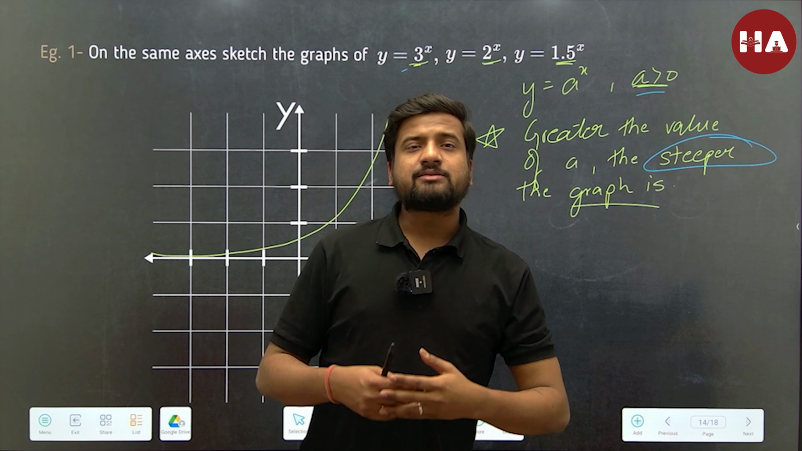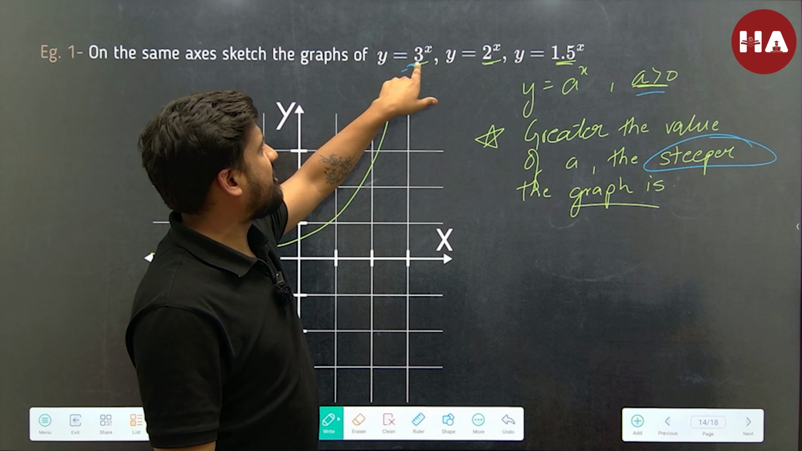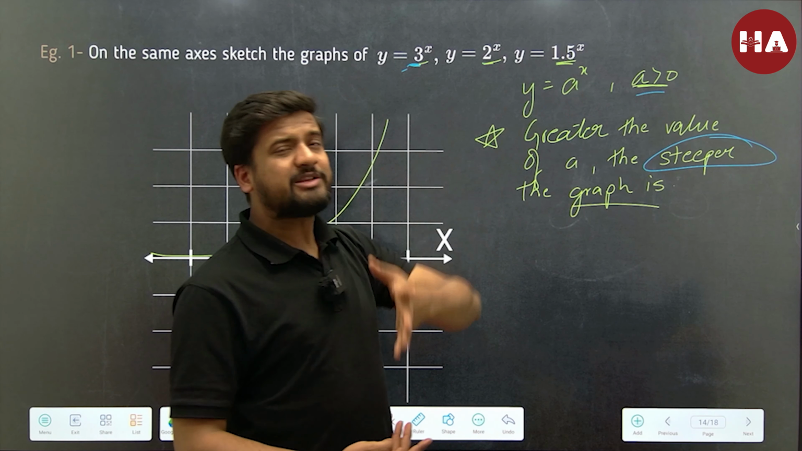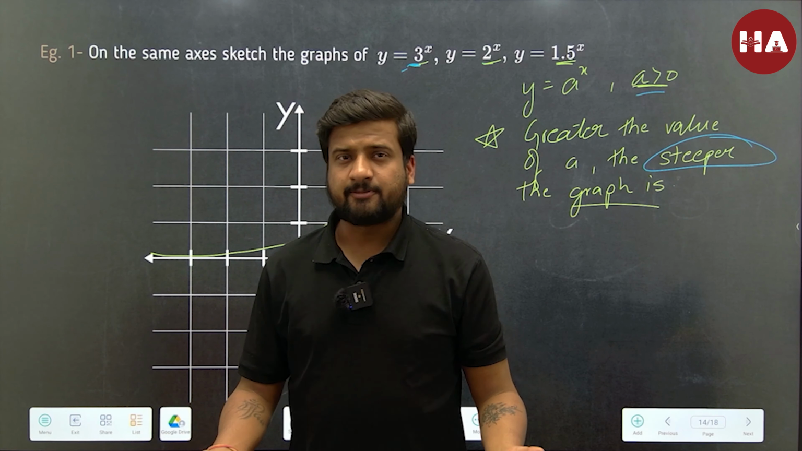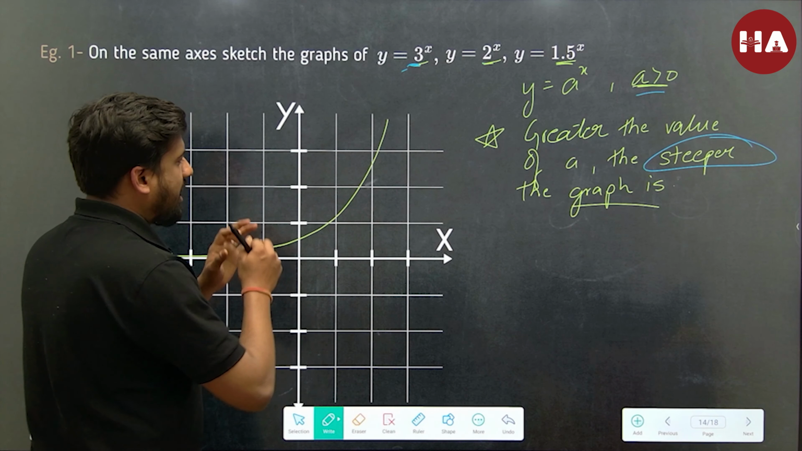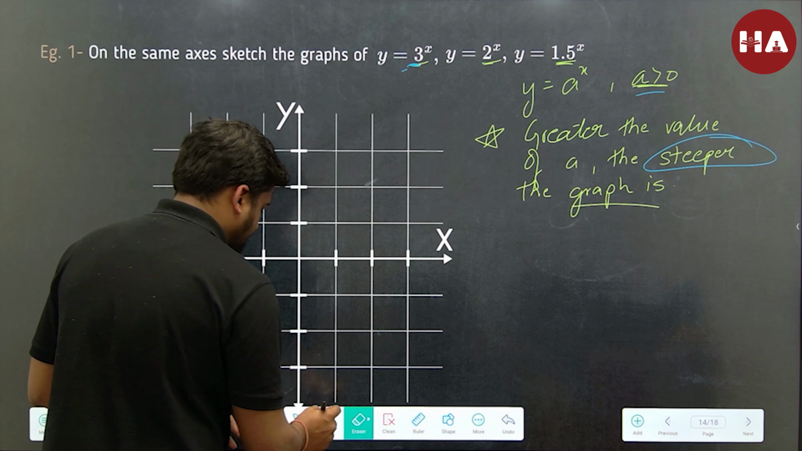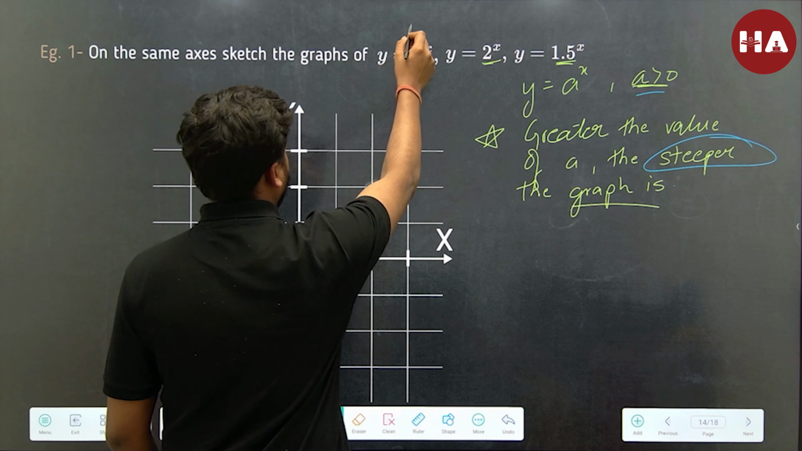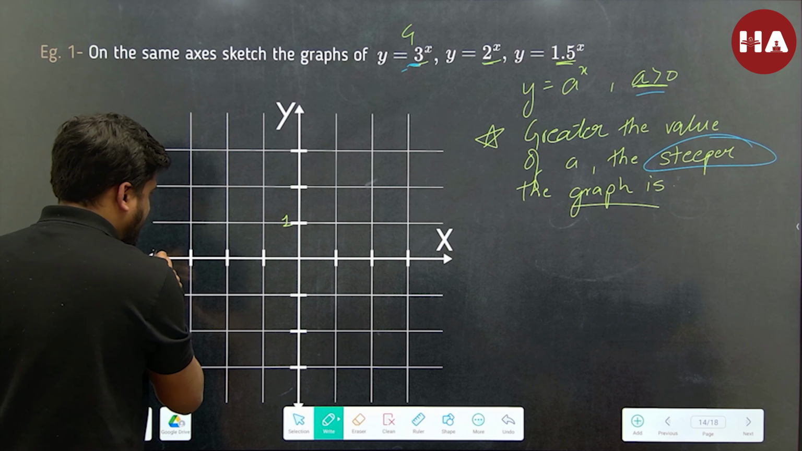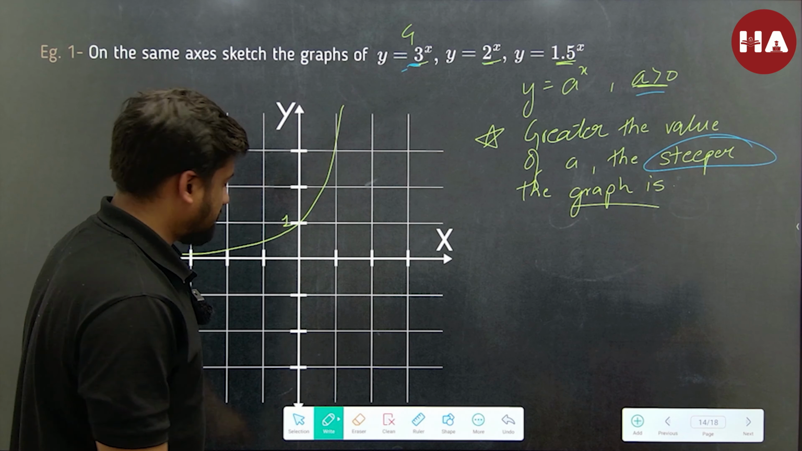So what I'll do is, the graph of the one which has the greatest value of a will be the steepest, and the graph of the one which has the lowest value of a will be the least steep, and the one in the middle will be in the middle. All right, so if I draw the graphs, obviously I'm not going to draw the actual graphs, just a rough idea. So I'm going to draw this one with green color. So let this be 1. The graph will be something like this for y equals 3 to the power x.